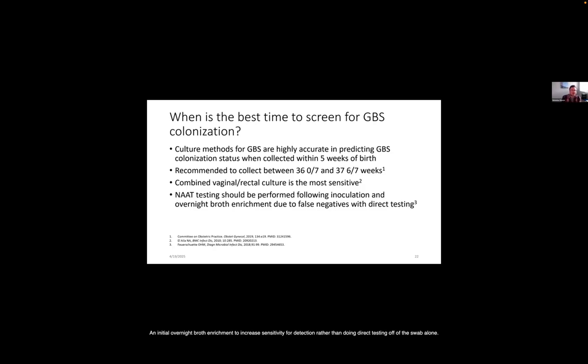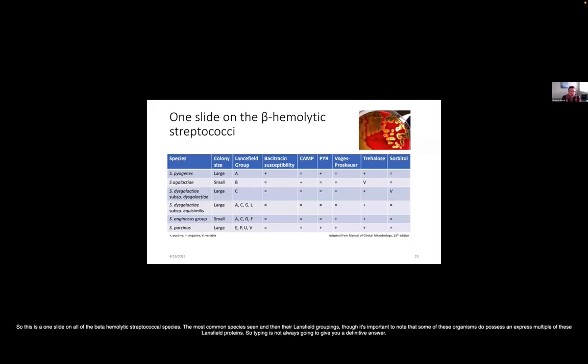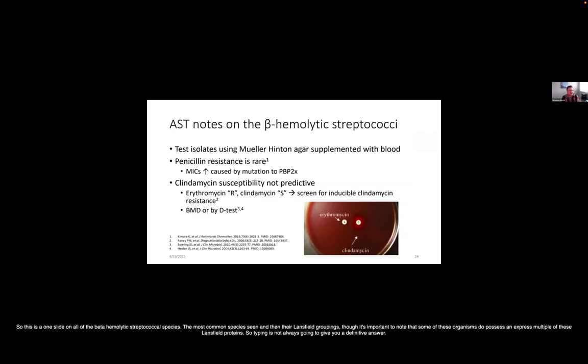So this is one slide on all of the beta hemolytic streptococcal species, the most common species seen, and their Lancefield groupings. Though it's important to note that some of these organisms do possess and express multiple of these Lancefield proteins. So typing is not always going to give you a definitive answer.